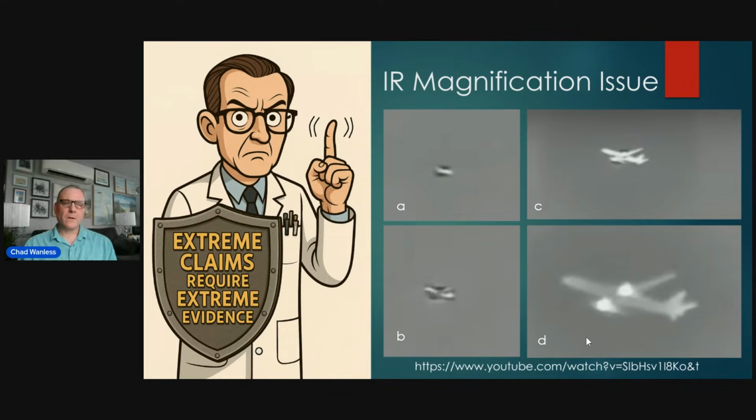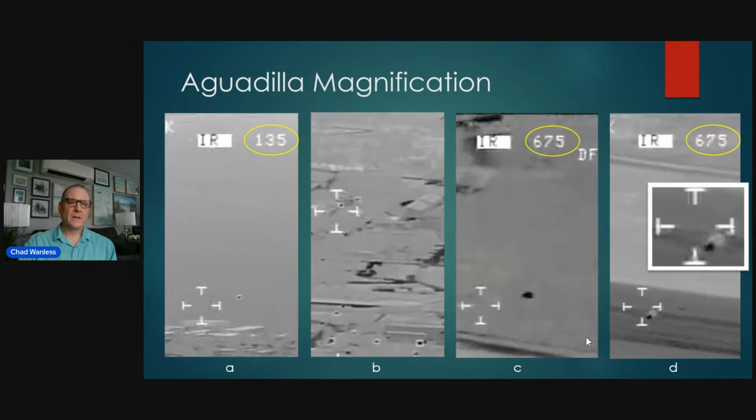Now, there is one other argument that has been used to debunk the Aguadilla, and that is when an IR camera is filming an object and it's zoomed out, you're going to see this white line and a dark outline, or inversed. In this particular case, white is hot and cold is black. And the closer or the more the camera zooms in, the more clear this object becomes. Now, the same thing happened with Aguadilla.